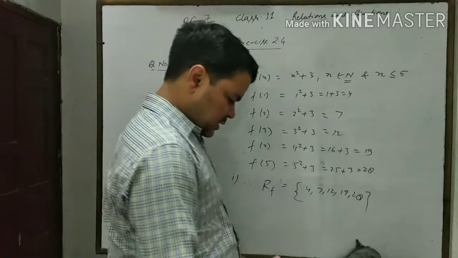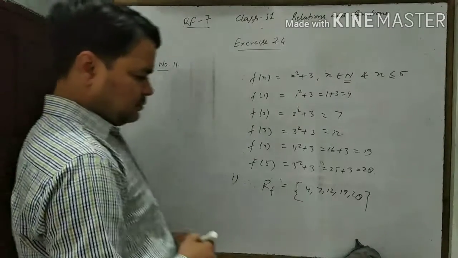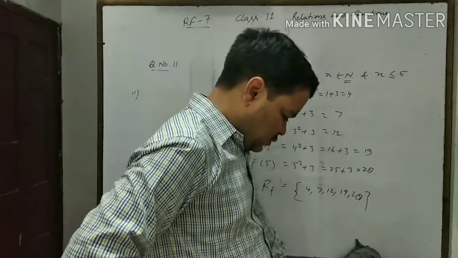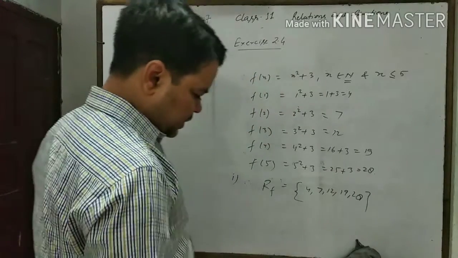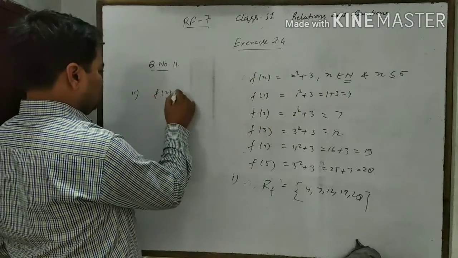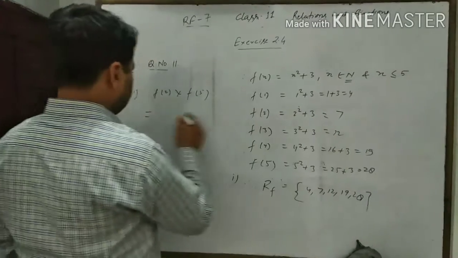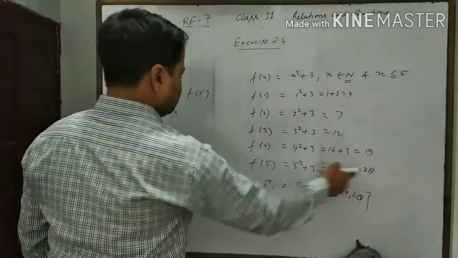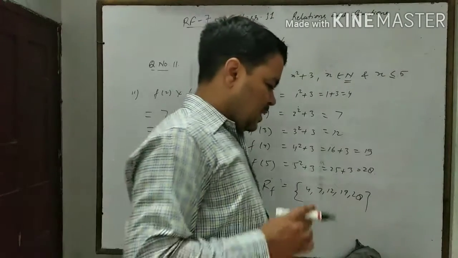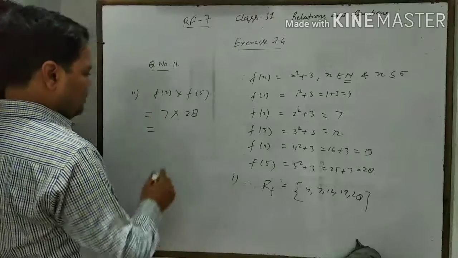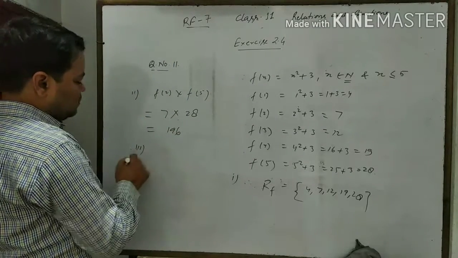Now the second part is f of 2 into f of 5. What is f of 2? F of 2 is equal to 7 and f of 5 is equal to 28. Multiply f of 2 and f of 5. After multiplication it will be 196.